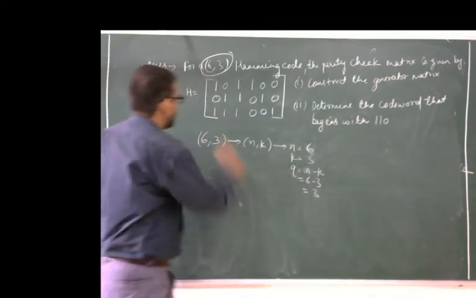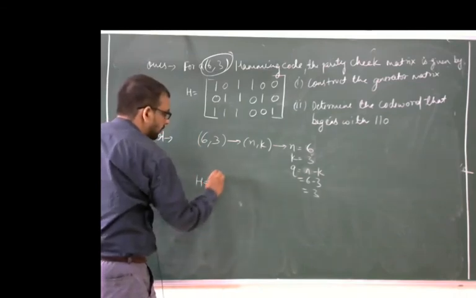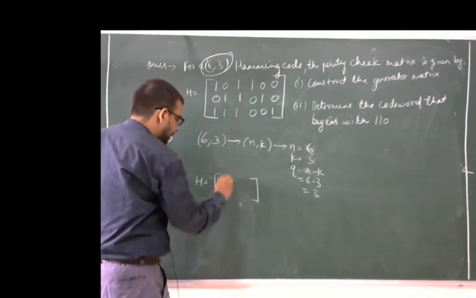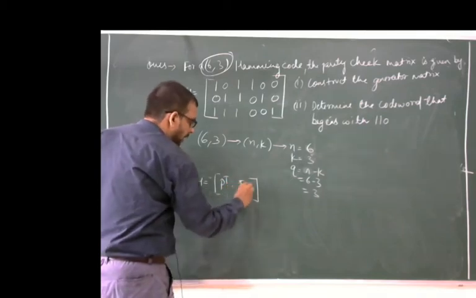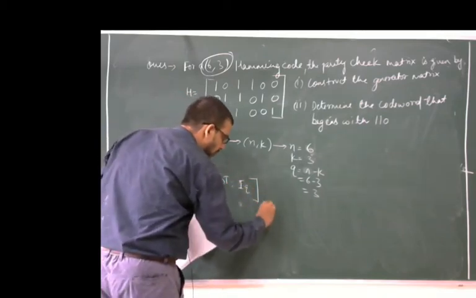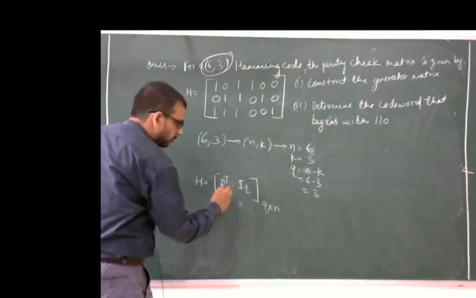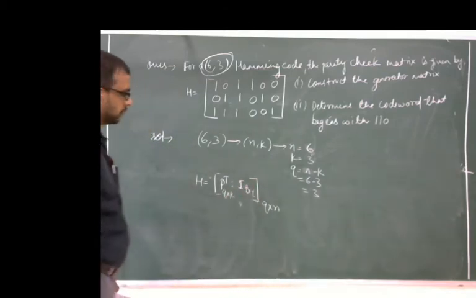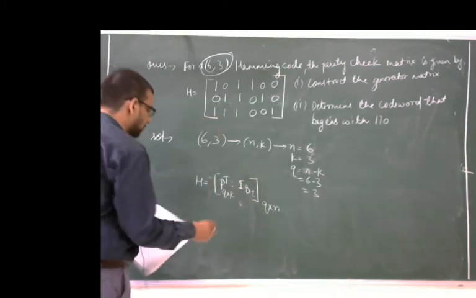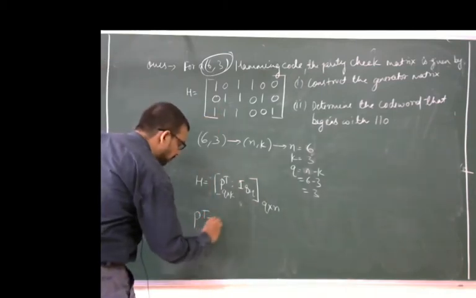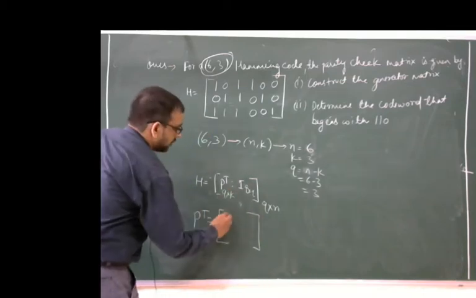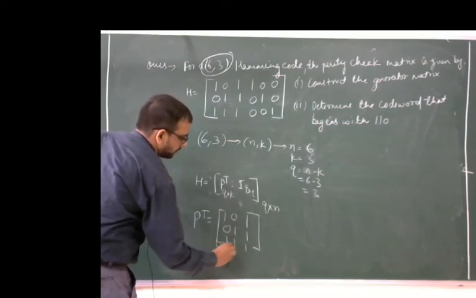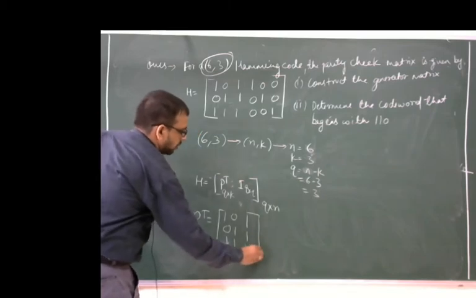And after that, the standard format of H, we know that H is equal to the standard format, which can be represented by [P transpose, I_q], where this is of the order q cross n, P transpose is a matrix of the order q cross k, and I_q is q cross q. If we compare this one with this one, then on comparing we get P transpose is equal to 101, 011 and 111. This is the P transpose.